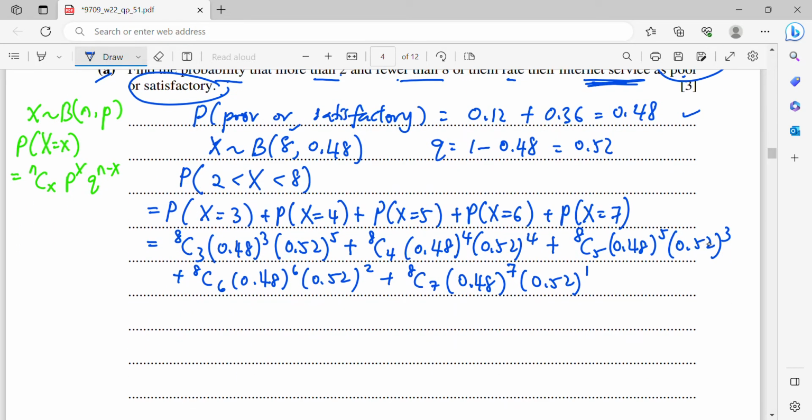Okay, so when you get the total of all these numbers, you will get 0.8248, and rounded to 3 significant figures, it will be 0.825. Okay, so that's all for part A.